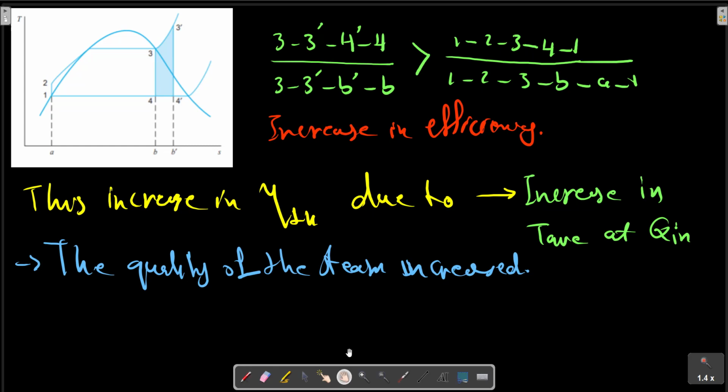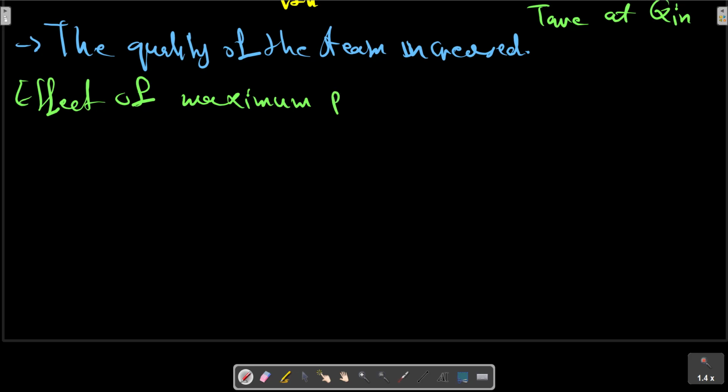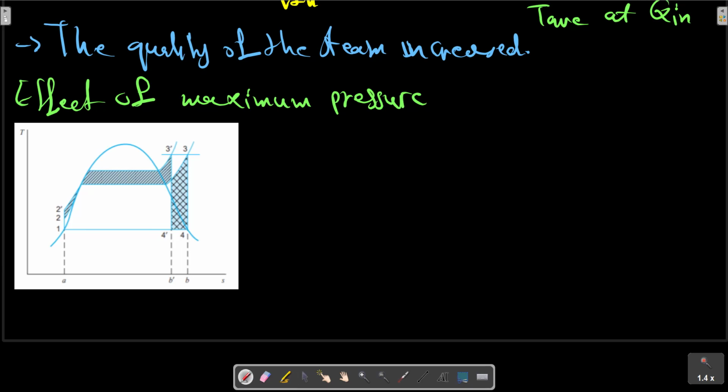T average at Q. Note also that when the steam is superheated, the quality of the steam leaving the turbine increases, and it's shown in the picture here. Finally, the influence of the maximum pressure of the steam analyzes the maximum temperature of the steam as well as the exhaust pressure.